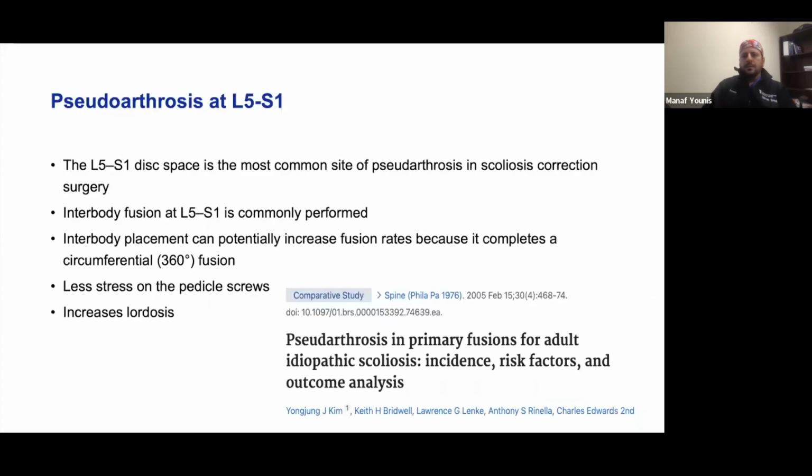Next, please. So the L5-S1 disc space is the most common site of pseudarthrosis in scoliosis correction surgery. For this reason, interbody fusion at L5-S1 is commonly performed in adult degenerative scoliosis via anterior or posterior approaches. Interbody placement can potentially increase fusion rates because it completes a circumferential 360-degree fusion at that level, decreases stress on the pedicle screws, and increases lordosis.